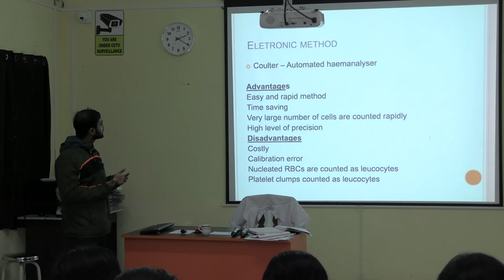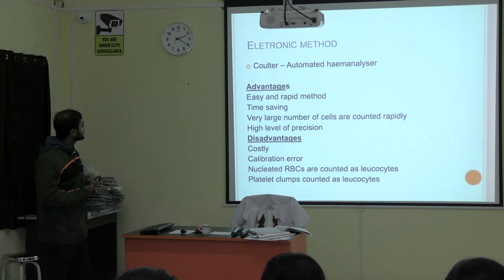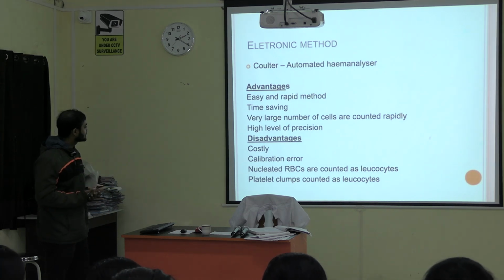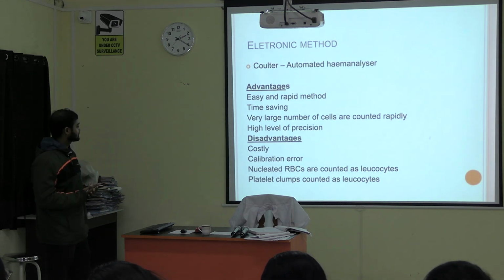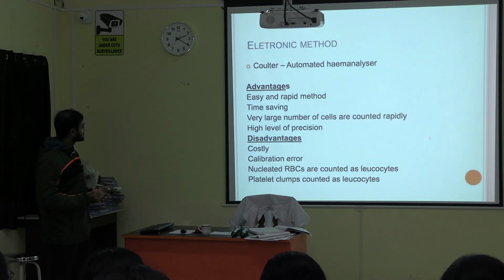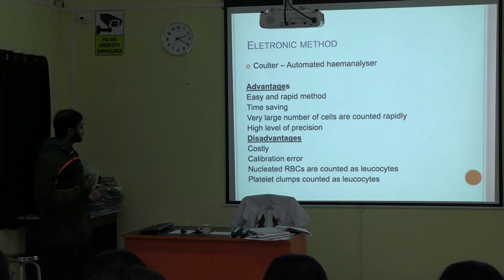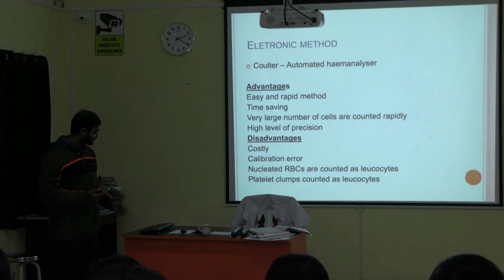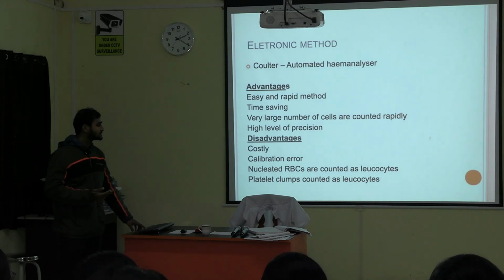It is an automated method and it has some advantages. It is an easy and rapid method, it is time saving, a very large number of cells can be counted rapidly, and there is a high precision level here. It also has some disadvantages: it is costly, there can be calibration error, nucleated RBCs are counted as leukocytes, and platelets can be counted as leukocytes. So mainly calibration error.